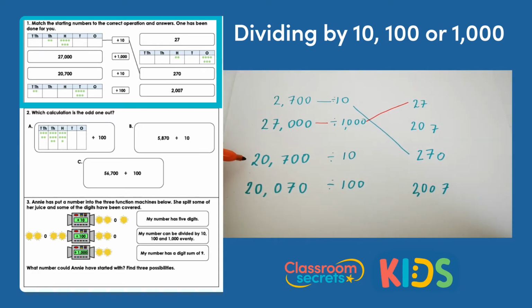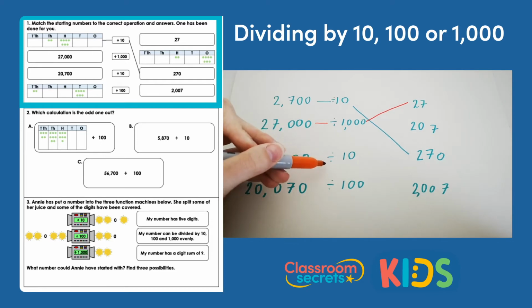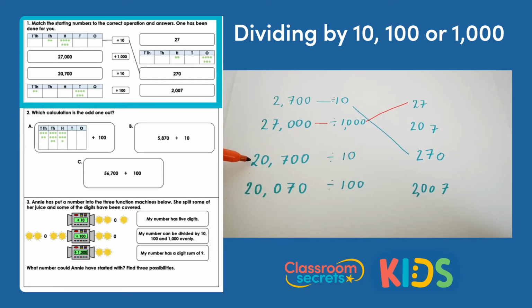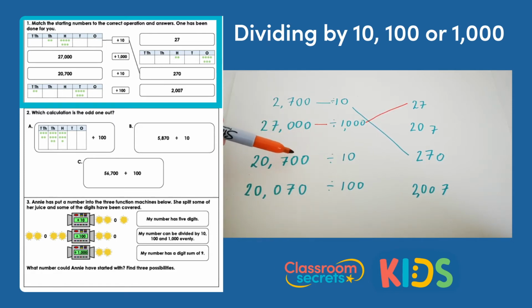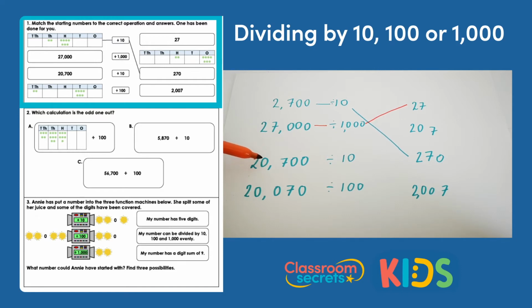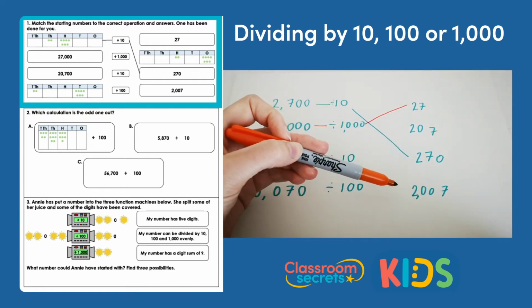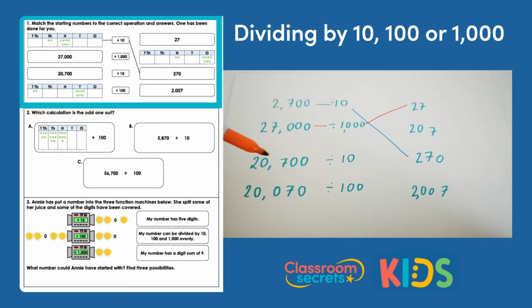The next calculation then that we can do is 20,700 divided by 10. 20,700 divided by 10 would mean that the numbers in the place value chart move down 1. So that would move beyond the decimal place but this will move into the ones column. The 7 will move into the tens column. The 0 would move into the hundreds column, and the 2 would move into the thousands column, giving us 2,070. However, 2,070 is not an option, so we cannot do divide by 10 for this one.